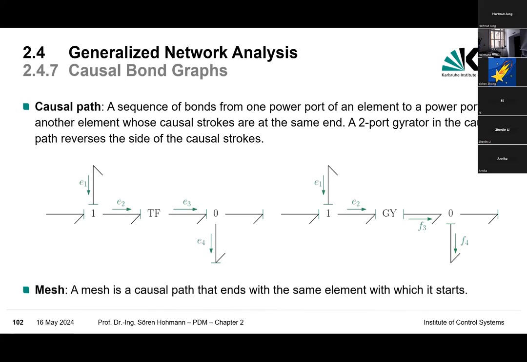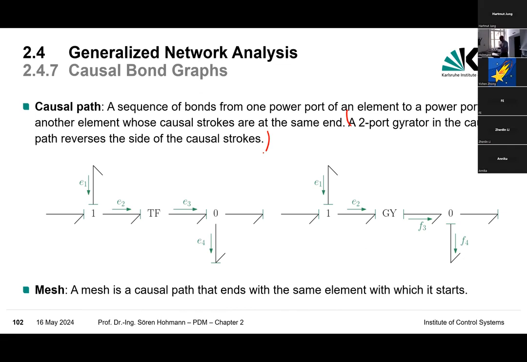But sometimes some mysterious things happen, and I want to introduce them because they are helpful to understand some structural properties. These are so-called causal paths. Defining a causal path right now: a sequence of bonds from one power port of an element to a power port of another element whose causal strokes are at the same end is called a causal path. Well, a gyrator might change the situation. That's not that important, so perhaps I put this in brackets here.